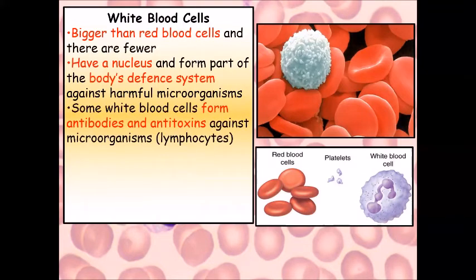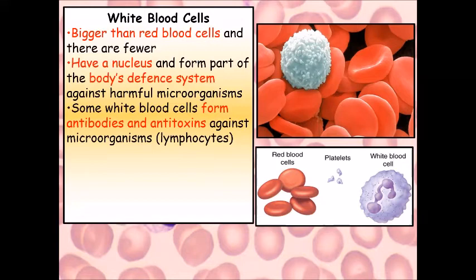So there's two types of antibodies we really need to know about. There's antibodies and antitoxins. Both we'll look at in a lot more detail when we get onto immunity, but just for now, accept that white blood cells can make either antibodies or antitoxins. They can't make both, they either make one or the other. And the correct term for the generic name for a white blood cell is lymphocyte.